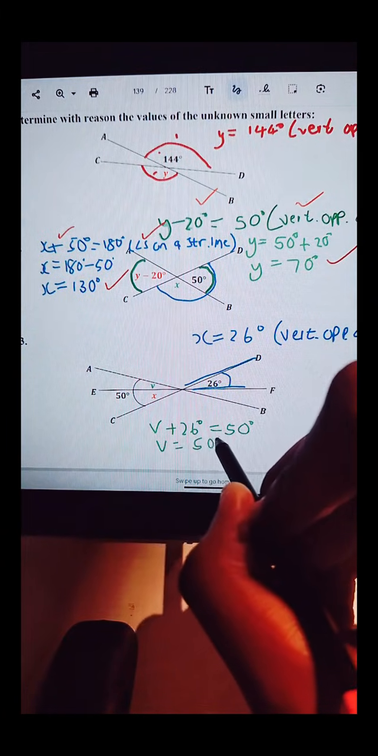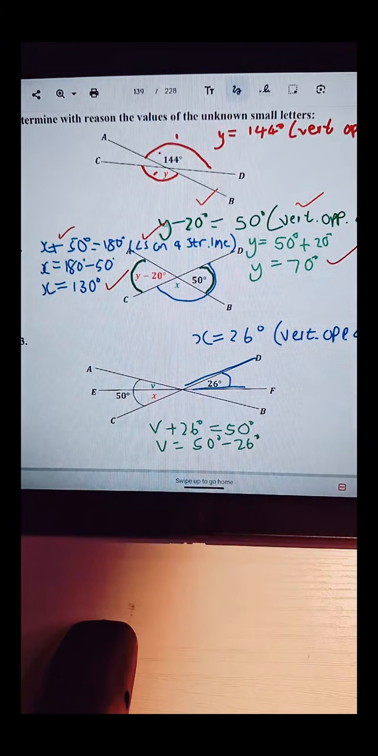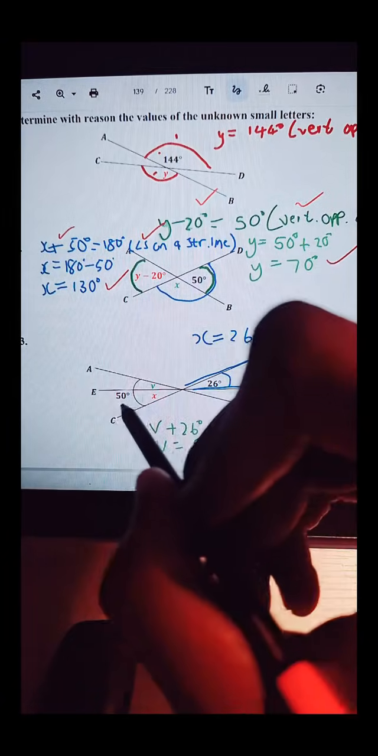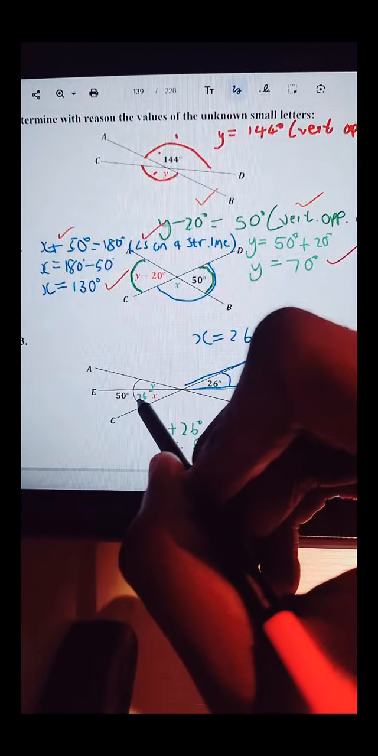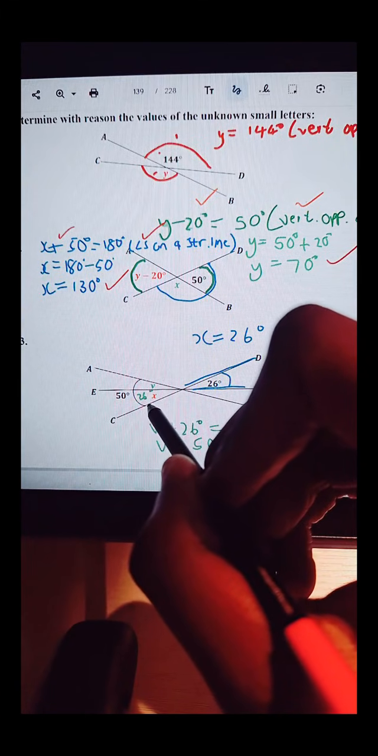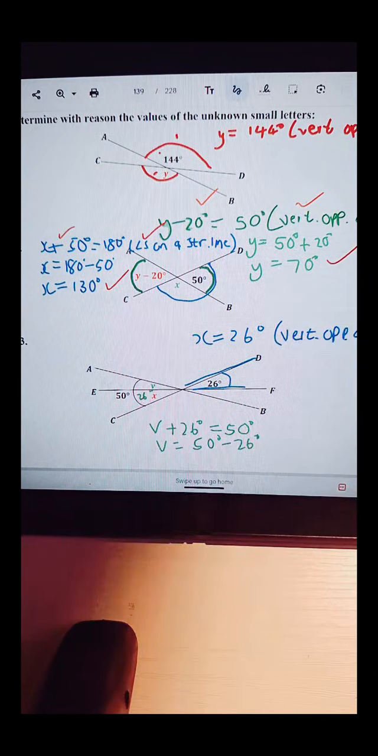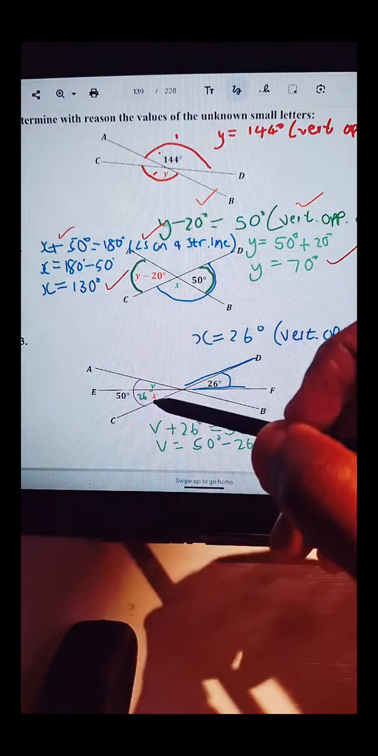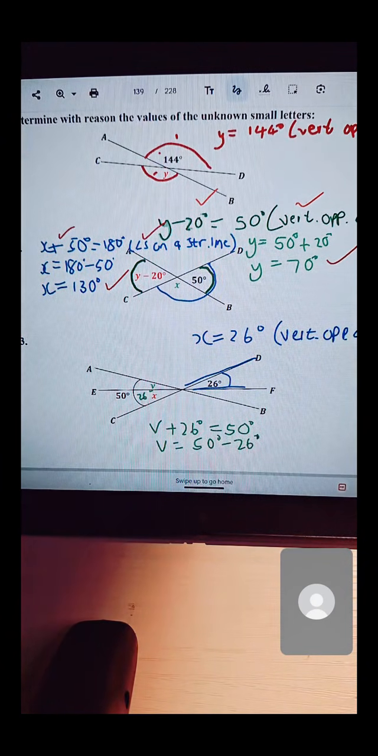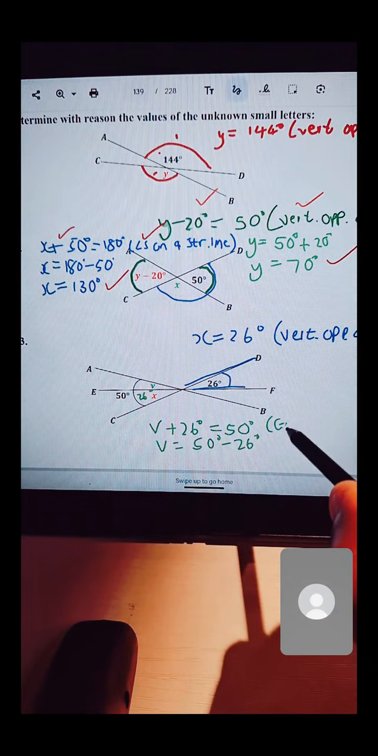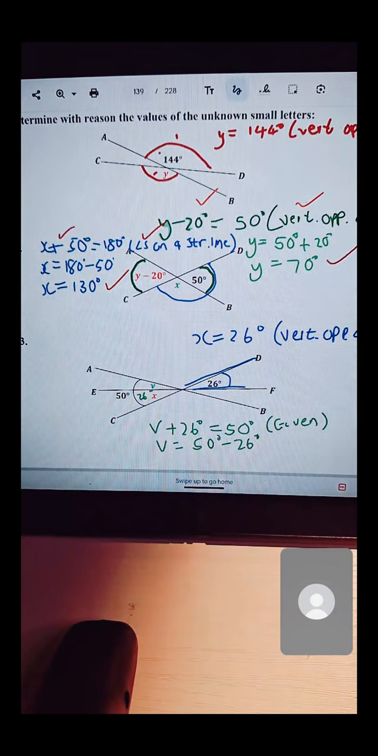Then don't be afraid that you don't have a reason. This is just logic. Okay, V plus 26 is equal to 50. If this is 26, it goes without saying, guys. If a part is equal to 26 and the other part you don't know, you can just say V plus X is equal to 50 degrees. If you can say the reason is given, that's beautiful as well. That is fine as well. But even if you didn't have a reason, guys, you would absolutely not be wrong.